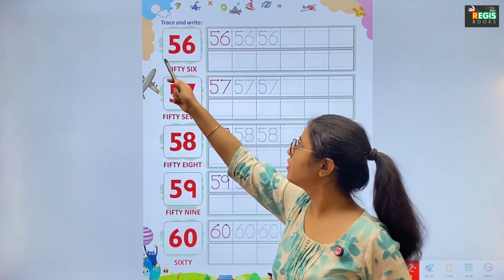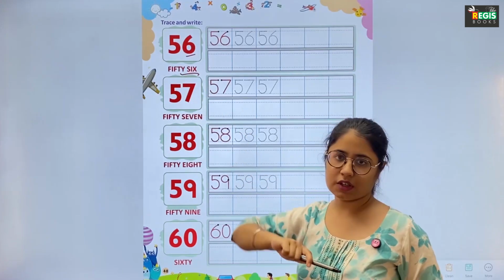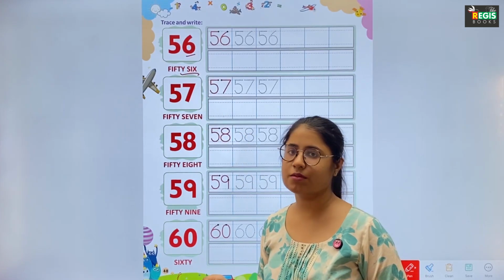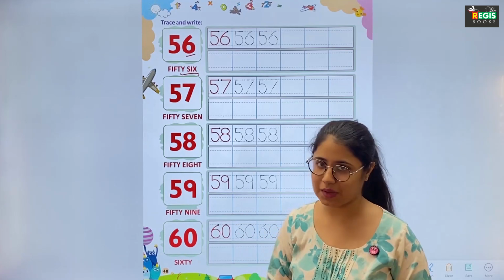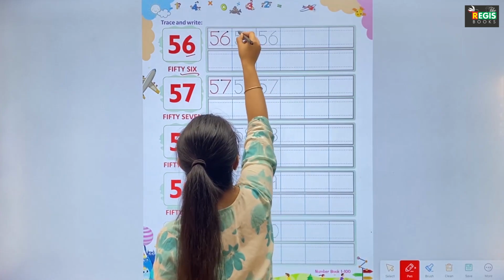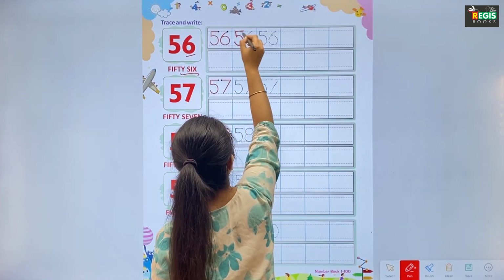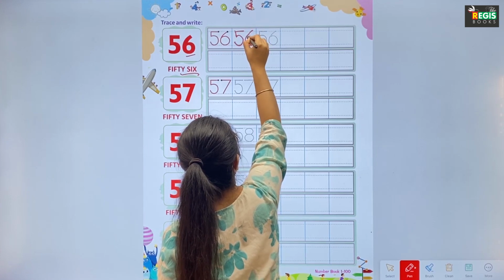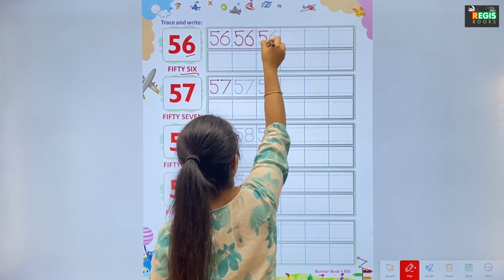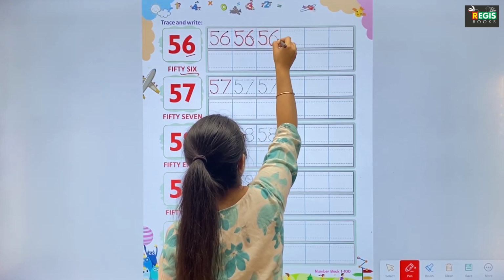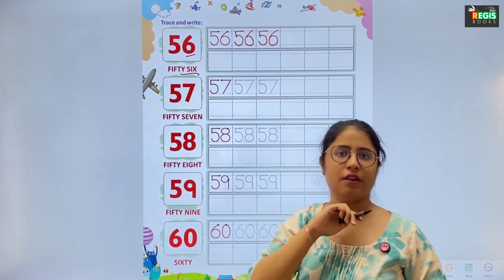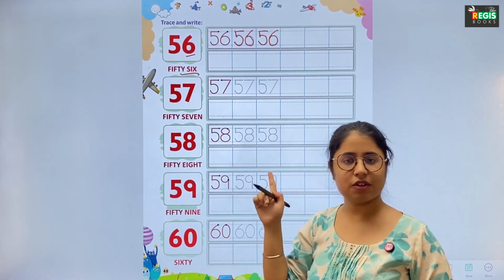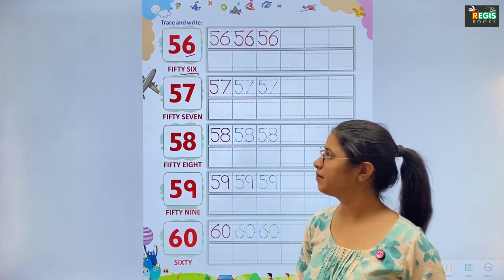Trace and write. 5, 6, 56. We write the number 56 by writing 5 and 6 together. 5, 6, 56. And write the number 56 in the rest of the boxes to practice it.